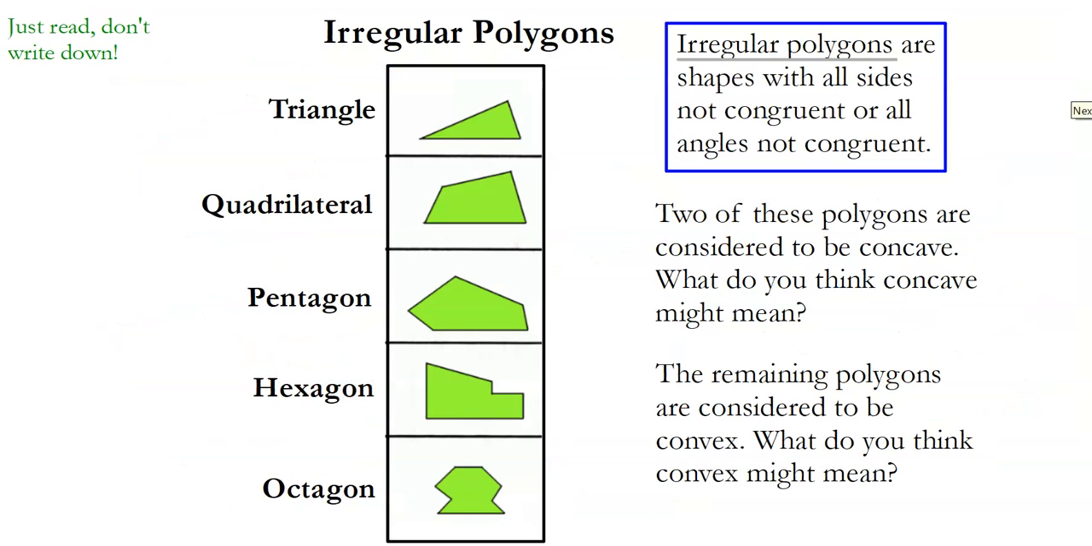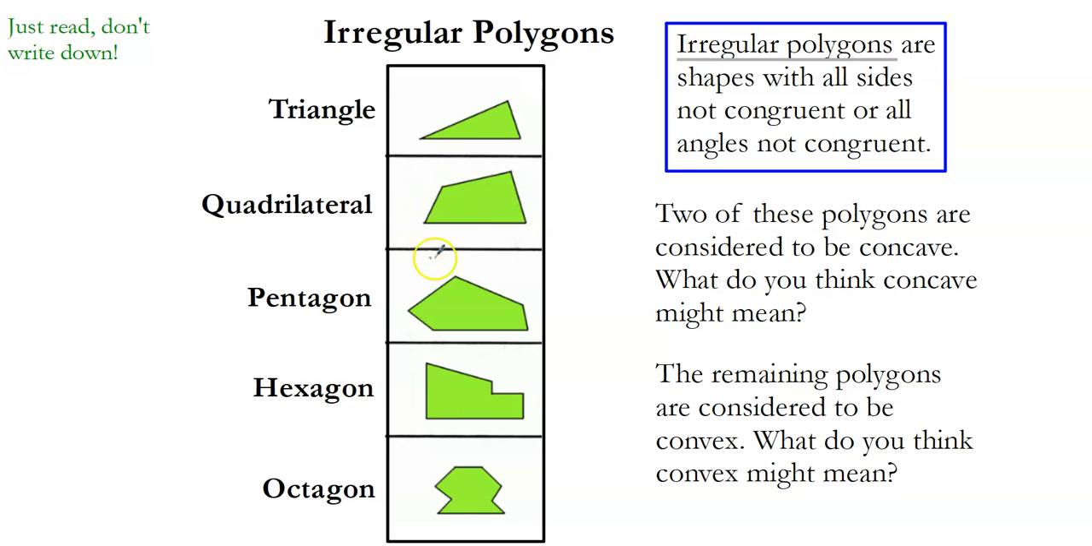The last thing I want you to think about is the irregular shapes. Irregular polygons are shapes with all sides that are not congruent. That means maybe two sides could be congruent, but not all of them. And all of the angles also are not congruent. So there's a triangle, a quadrilateral, a pentagon, a hexagon, and an octagon.